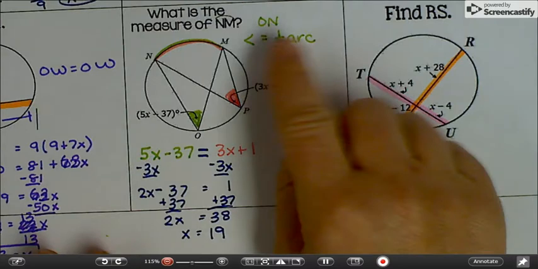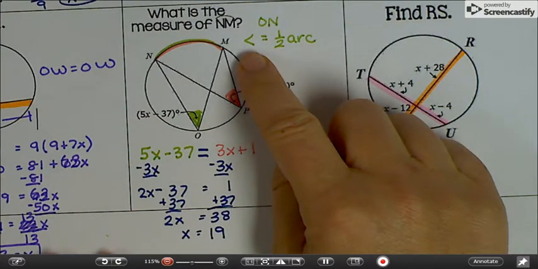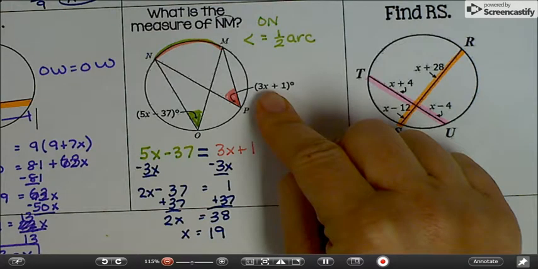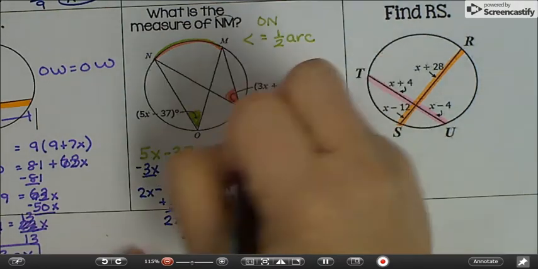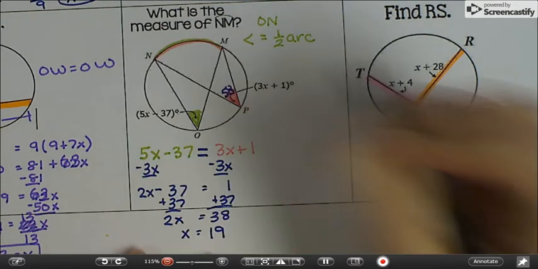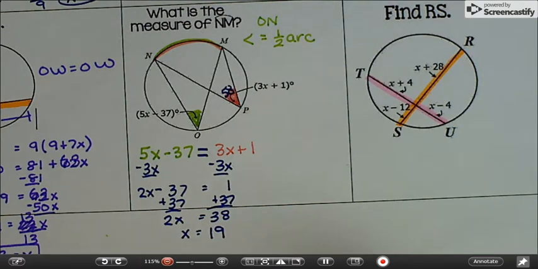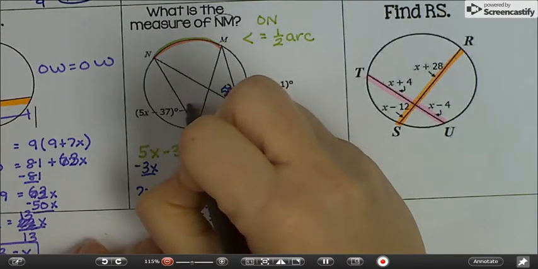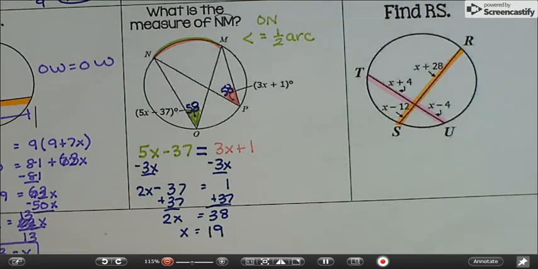In order to figure out the arc, we're going to have to know the angle. So we're going to take our 19 and plug it in. So 3 times 19 plus 1 is 58. So this angle is 58 degrees. A good way to check yourself at this point in a problem is to plug it into both, just to make sure they end up being the same. And they do. So we definitely did the first part of the problem right.